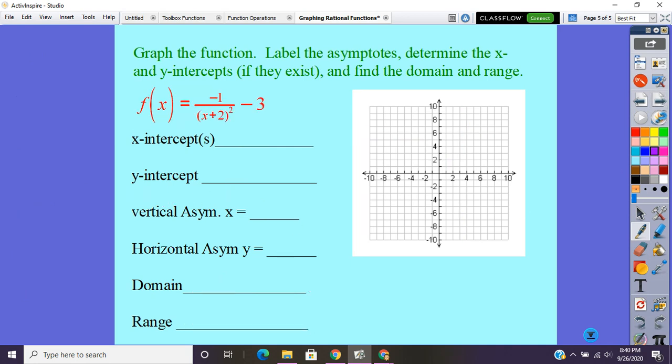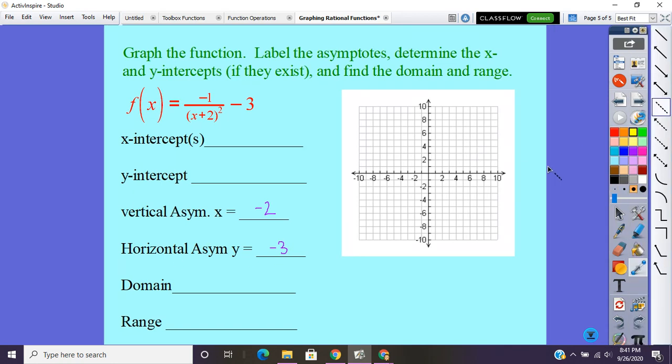Let's try a reciprocal square function. Once again, I like to find the asymptotes, and they are found the same way. Our vertical asymptote is by that h value, and that horizontal asymptote is by that k value. So our vertical asymptote is going to be x equals -2, and our horizontal will be y equals -3. And if we go ahead and sketch those, it makes life a little bit easier. The vertical is at -2, and horizontal is at -3.